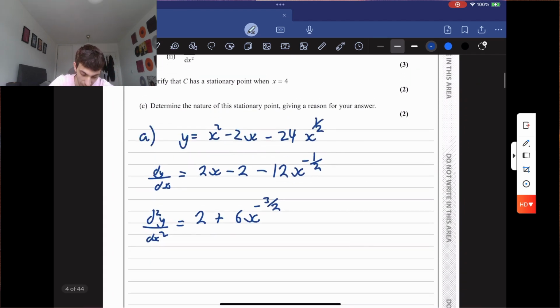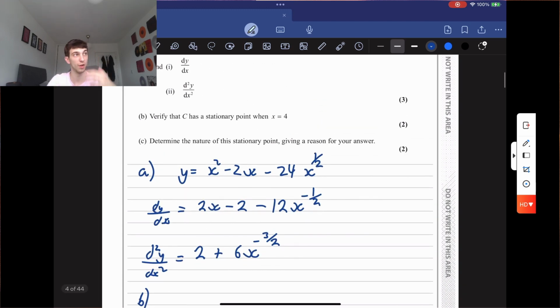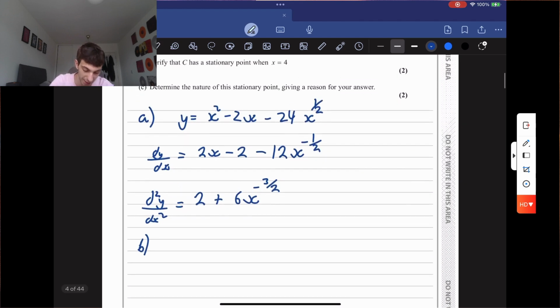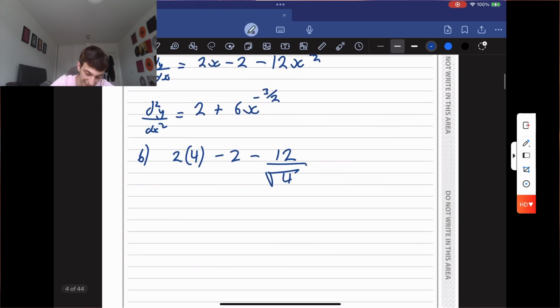So part B, verify that C has a stationary point when x equals 4. Whenever you see verify, you can use the information they give you. We just have to plug x equals 4 into our dy/dx. What's a stationary point? This is when dy/dx is equal to 0. So plugging x equals 4 into dy/dx, we have 2 times 4 minus 2, take away 12 over, because it's x to the power of minus a half, that's the same as 12 over root x. So it's the same as 12 over the square root of 4, because we're plugging in x equals 4.